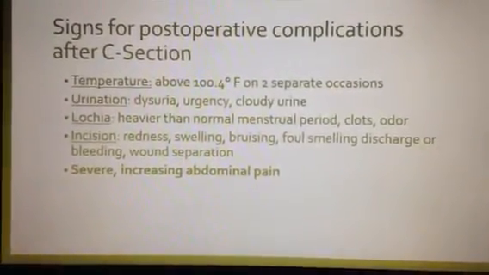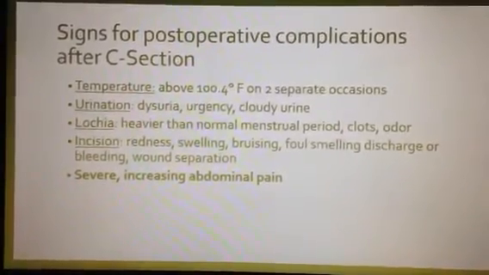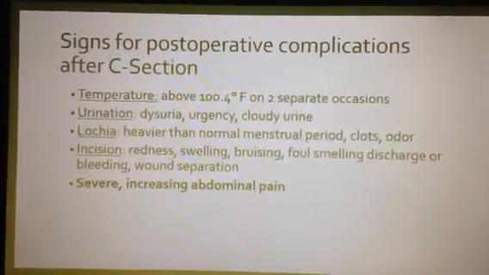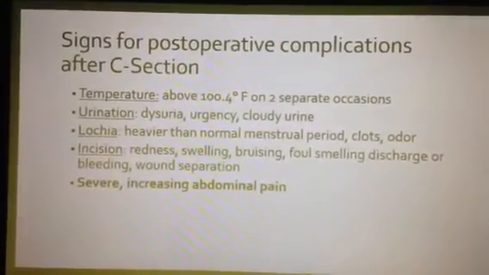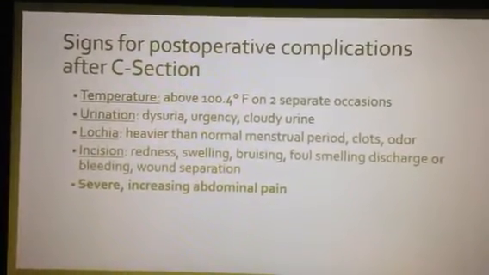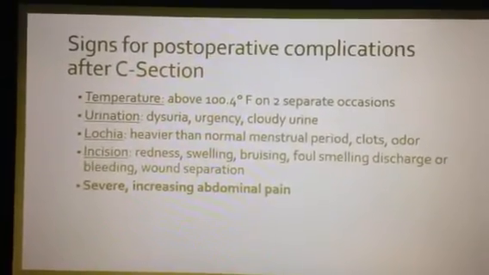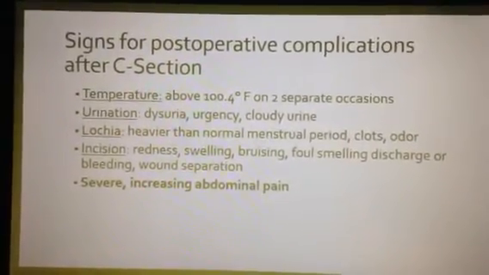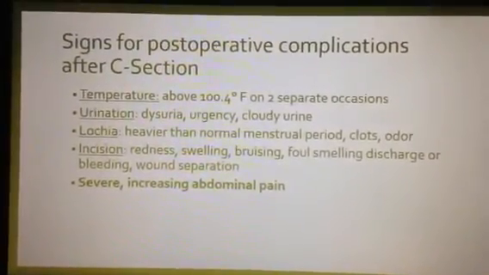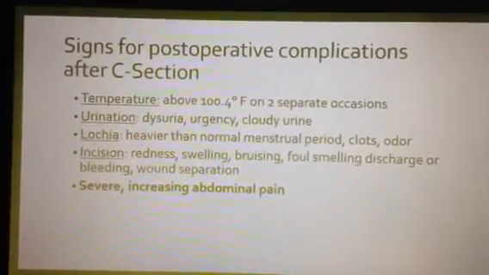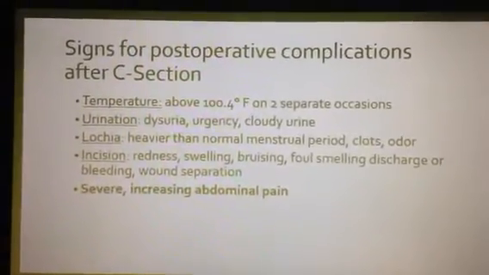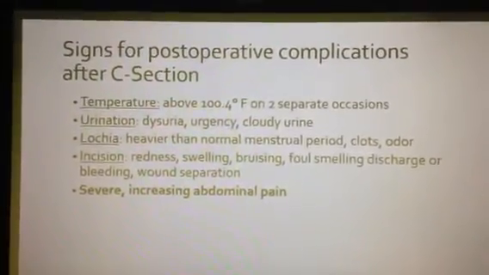So we talked about these complications a few times in class, things you're going to look for after the C-section, like warning signs, red flags. So 2 consecutive temperature readings of 100.4 degrees Fahrenheit or more. Urinary symptoms like dysuria, urgency, or cloudy urine. You want to assess the lochia. And you want to assess the incision for signs of infection like redness, swelling, bruising, discharge, wound separation. And if she experiences severe increasing abdominal pain, this is also a warning sign that there was a complication.